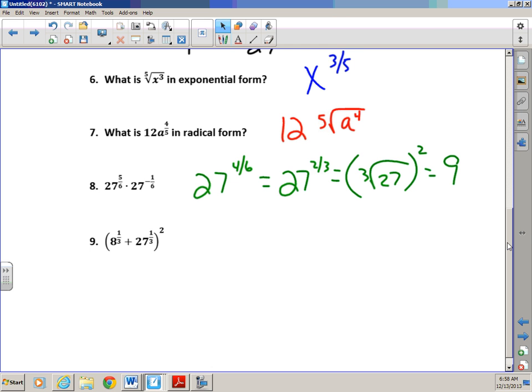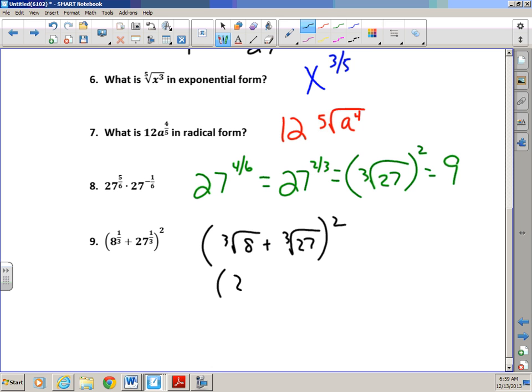And then lastly, 8 to the 1/3 power plus 27 to the 1/3 power, squared. Well, you should remember that our special rule of distributing the exponent doesn't apply because of the addition. So I have to evaluate the cube root of each. I get 2 plus 3 squared, which is 5 squared, which is 25.